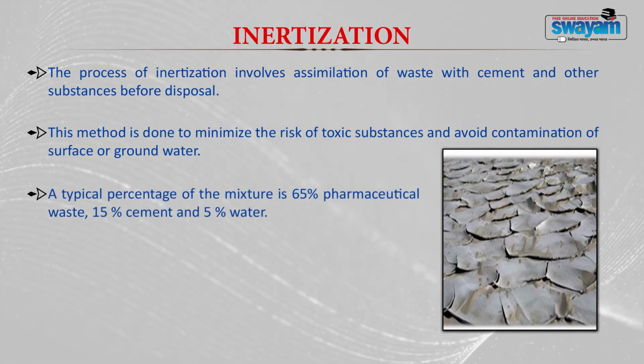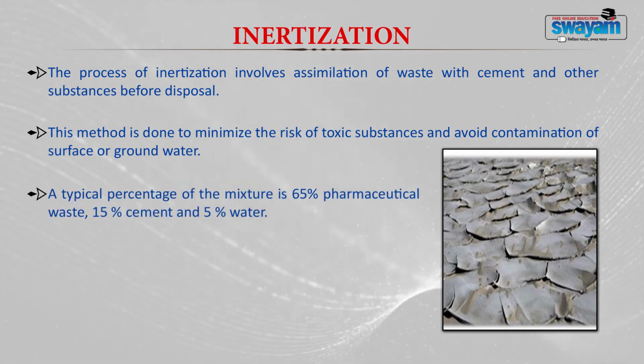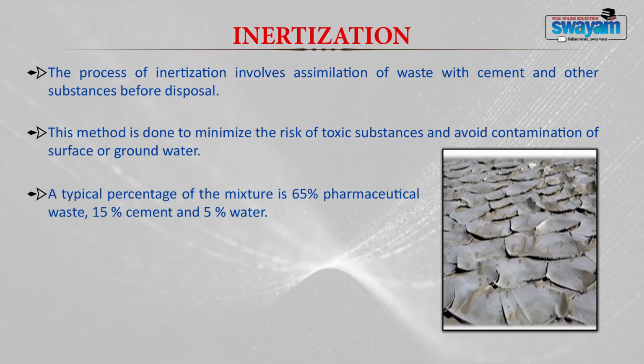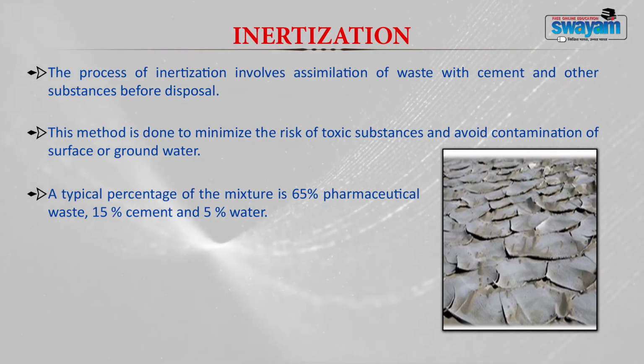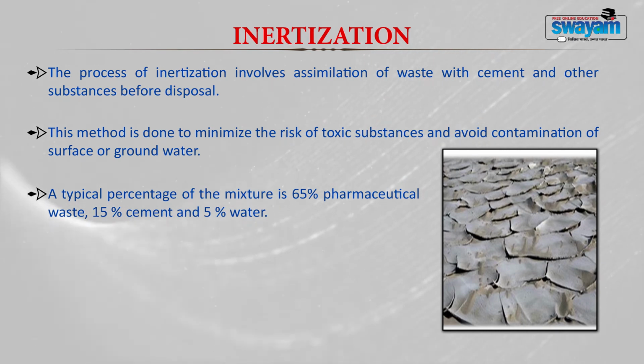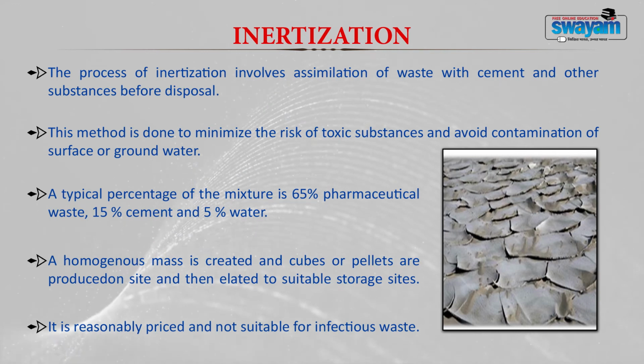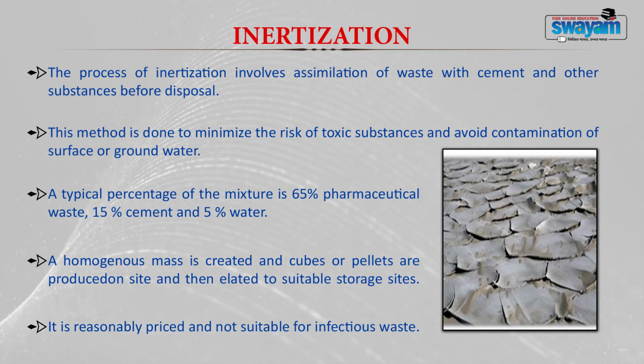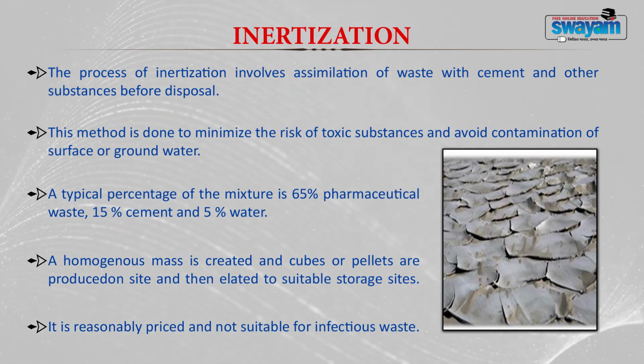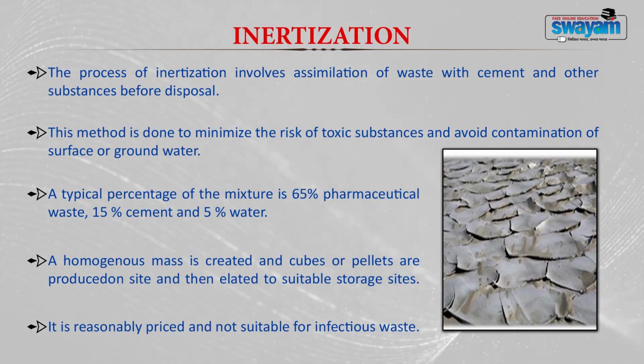Now, a typical percentage mixture is, if you have 65% pharmaceutical waste, 15% will be cement and 5% will be water. These are mixed into a mixture, and you can make it into small pellets and then spread it into flat structures, or you can make it into blocks and then carry it and place it at the disposal site. The inertization method is generally not suitable for waste possessing infectious characteristics.